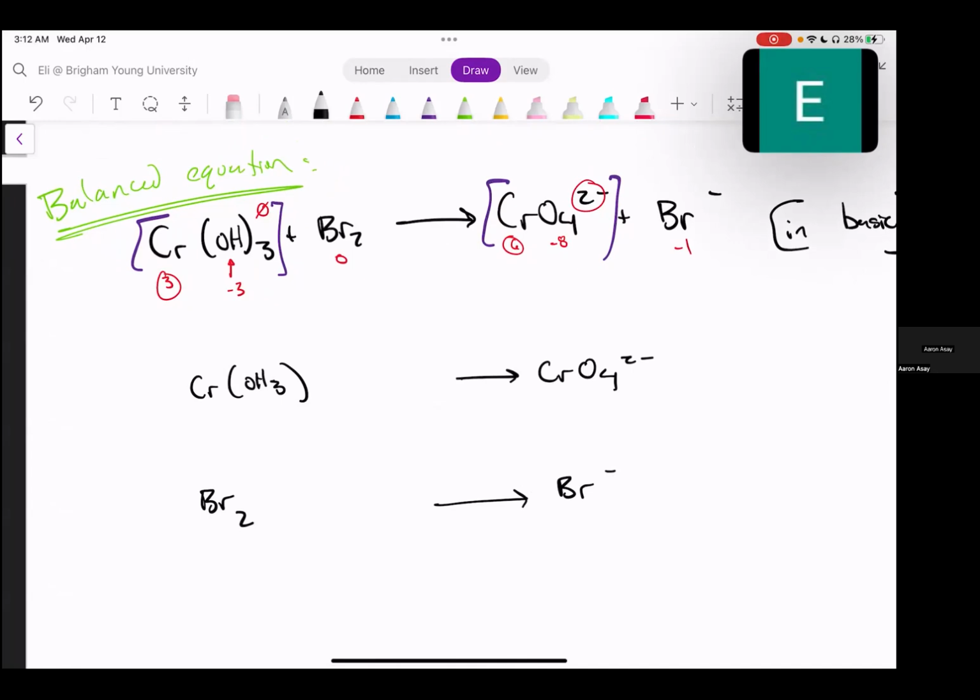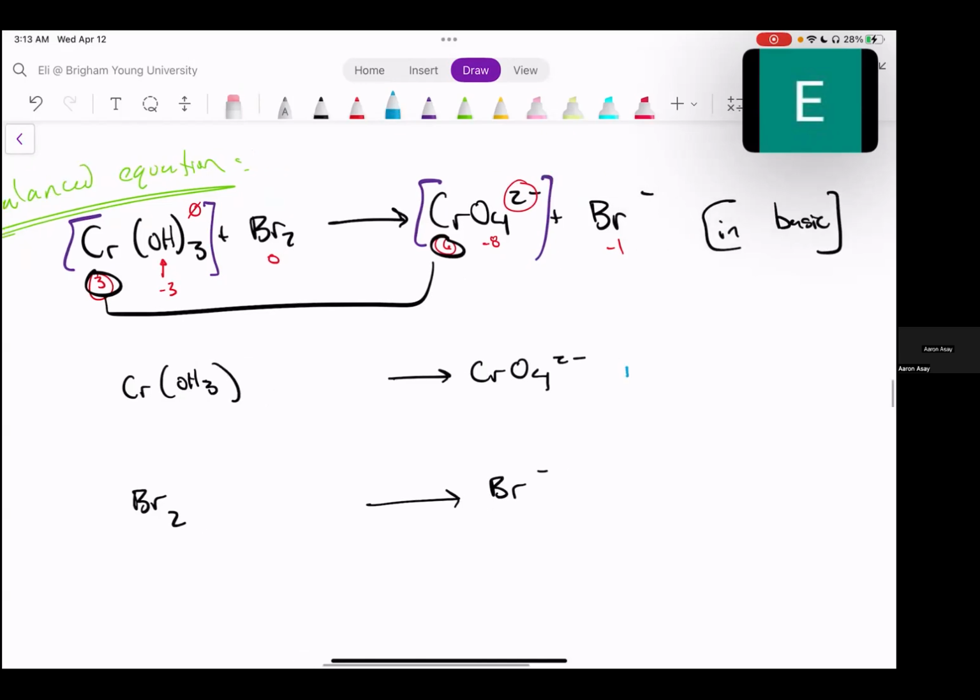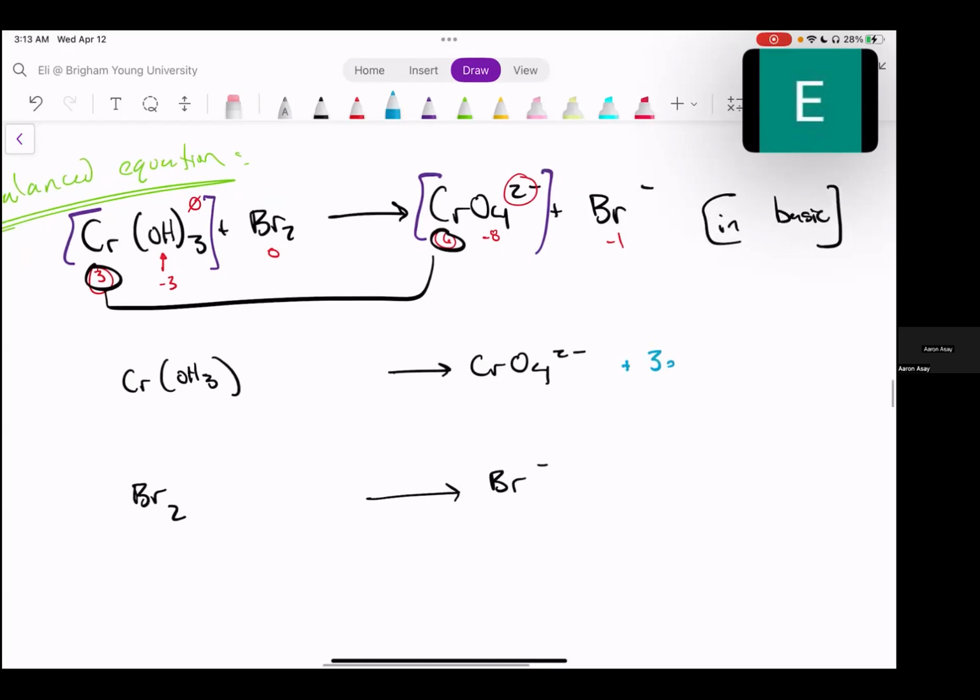So I see that this is becoming more positive, that the chromium is becoming more positive, right? It's going from 3 to 6, so it's going to be losing electrons. It's going to be losing those negative charges. How many of them? 3, right? 6 minus 3 is 3.